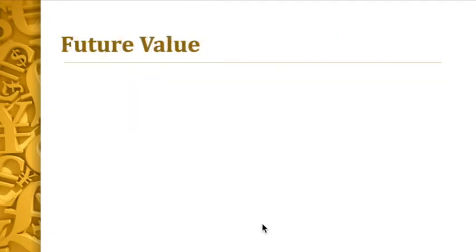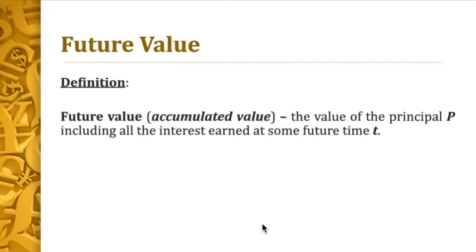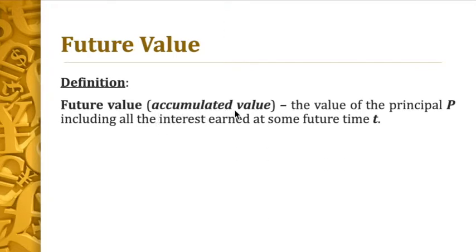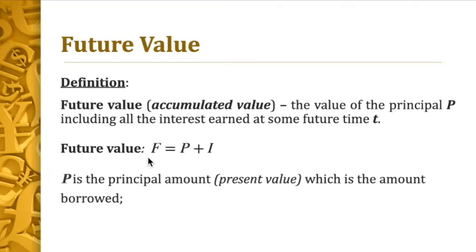Let's give the formal definition of it. A future value, also called accumulated value, and again maturity value for some, is the value of the principal P, including all the interest earned at some future time t. So in short, we'll have this future value formula, simply F equals P plus I: the interest earned plus the principal. That's your future value. Again, just clearing it up: F is the future value, P is the principal amount, the present value, and I is the interest earned, which we know is equal to PRT.